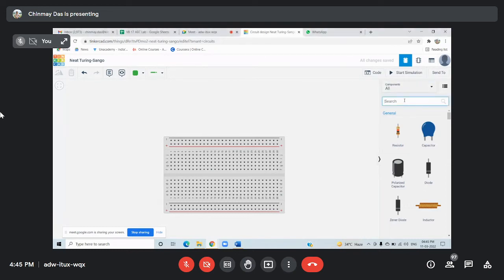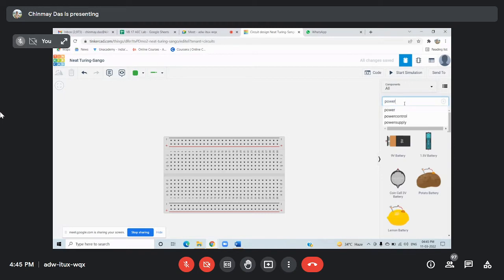What components do we need? First thing, power supply. Yes, sir. 9 volt.